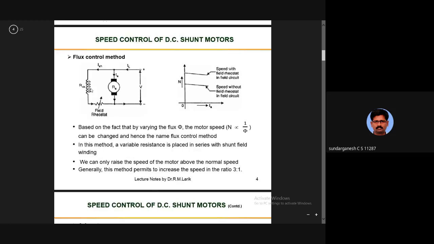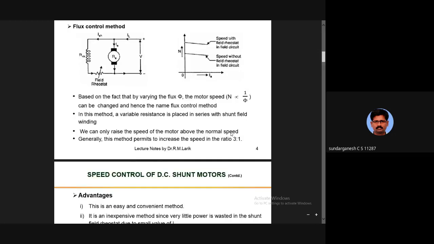So the flux control method means you are connecting a rheostat. It will change the current flowing through the shunt field. If resistance is more, current is less, so phi is less. Hence, phi is less, speed increases. If we increase the resistance, current is low, phi is also low, so speed will increase. This is the flux control method.